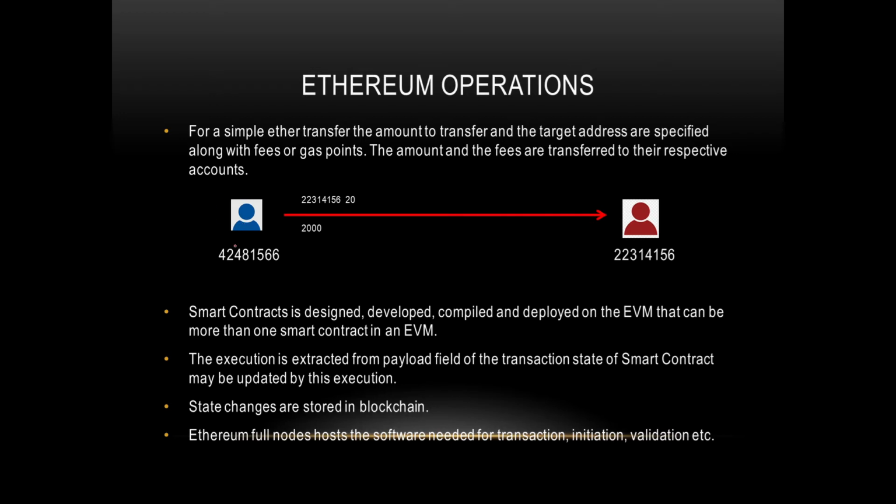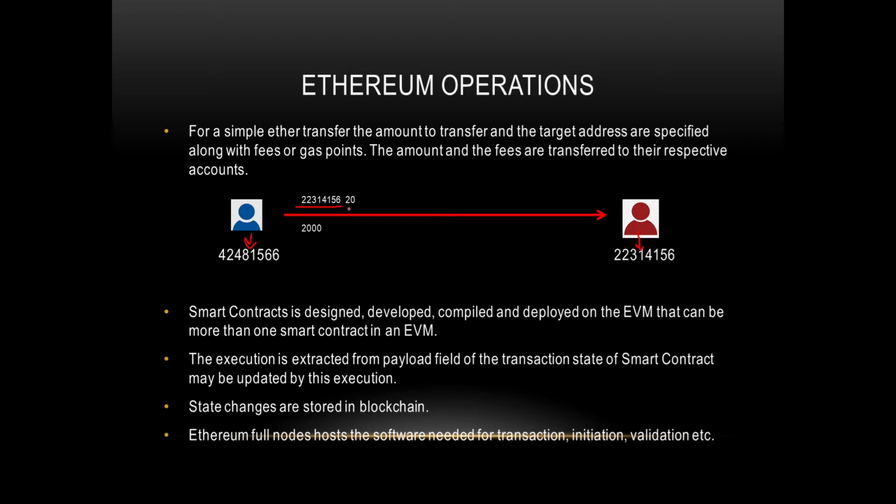So this is A having this address out here. This is B having this address. So A wants to send B some ethers. So what all the parameters will he give? He will first give his account number, and B's account number to whom he wants to send. That means the recipient's account number.